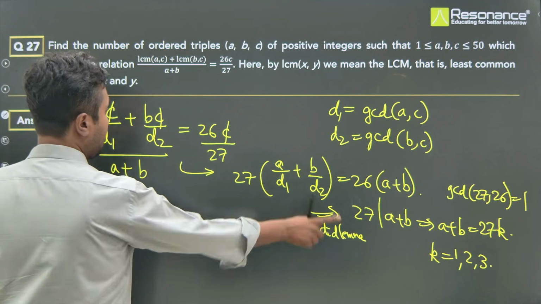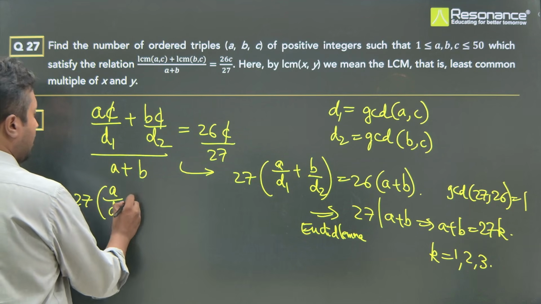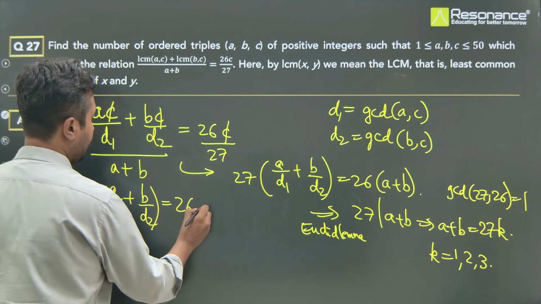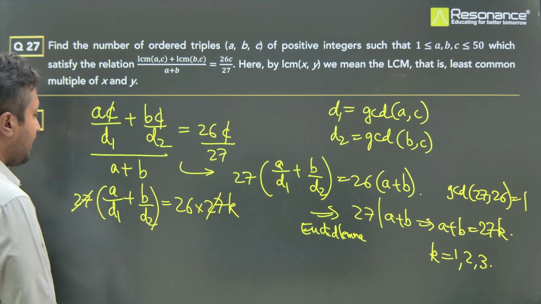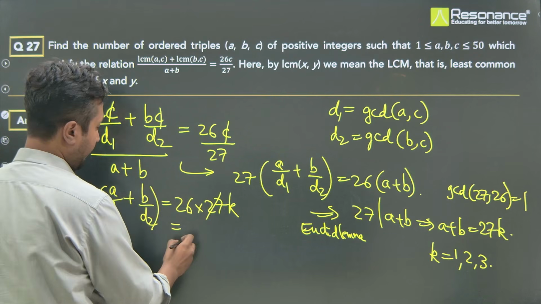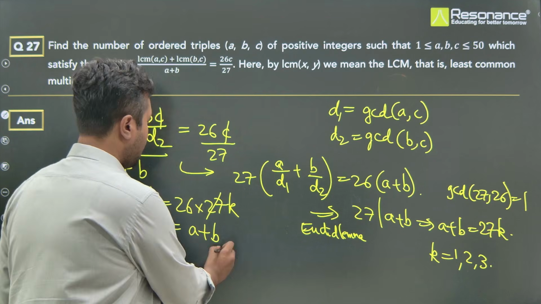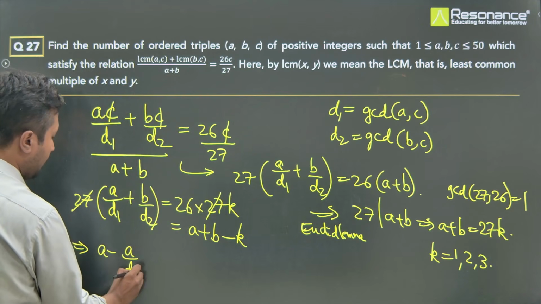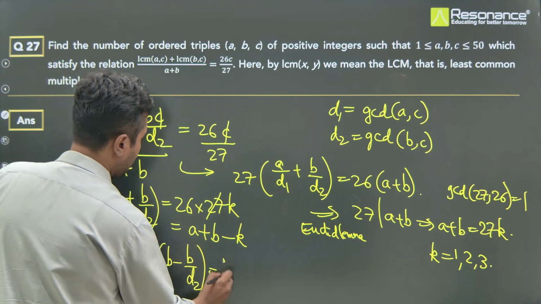Now let's plug that back in over here. What do we get? We get 27 times (a by d1 plus b by d2) is equal to 26 into 27k. 27 is gone and we are left with 26k, which I can write as 27k minus k, right? So that is a plus b, because a plus b is 27k. So that tells me that a minus a by d1 plus b minus b by d2 is equal to k.